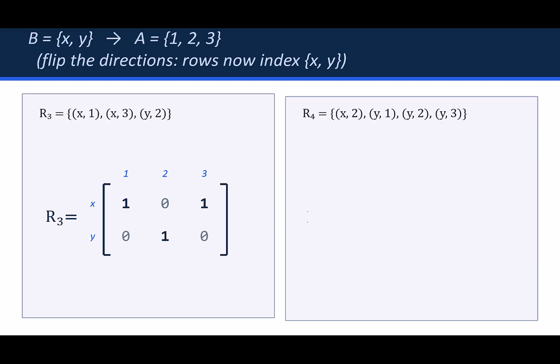For R4, I again start my matrix with my rows x and y and my columns 1, 2, 3. I have (x,2), which is the first row, second column, gets a 1. Then (y,1), (y,2), (y,3) says I have a 1 in every entry of the second row. I'll put zeros in my last two entries.